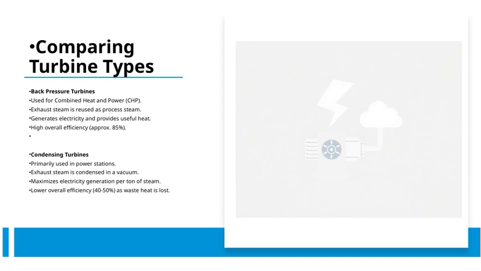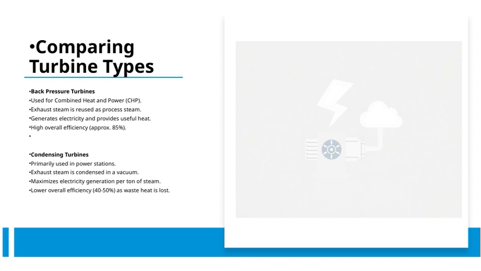In this setup, the exhaust steam isn't wasted. Instead, it's reused as process steam for heating or other industrial purposes. This dual use allows these turbines to generate electricity while simultaneously providing useful heat, which makes the overall system very efficient, around 85% efficiency overall.